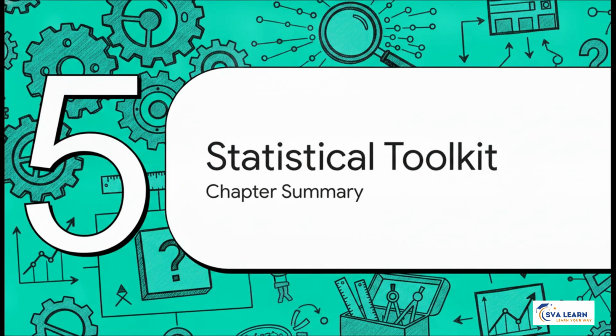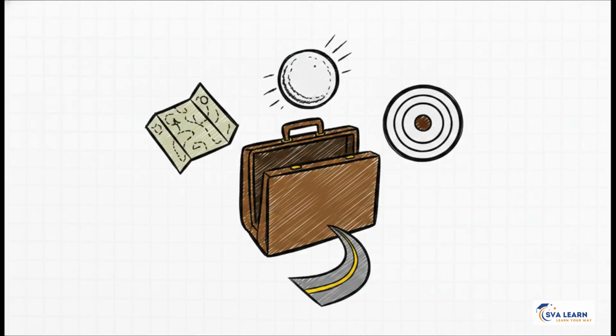Section 5, your statistical toolkit. Let's do a quick chapter summary. Let's bring this all together. You guys have mastered some seriously heavy mathematical machinery today, turning abstract, messy data into solvable mysteries. Let's review your brand new toolkit.